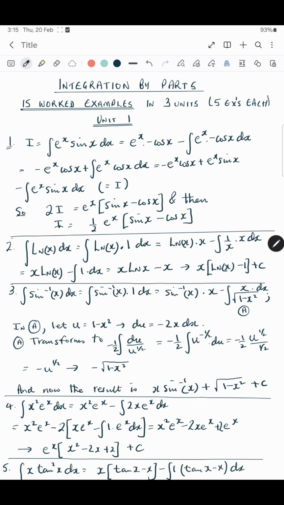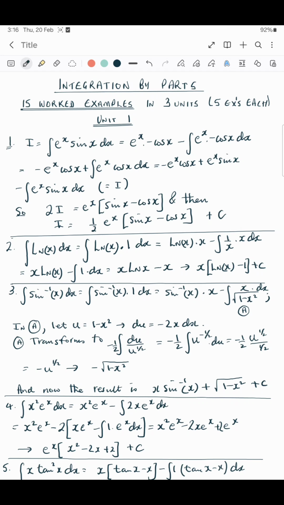Now, you should notice that this last integral is the very integral that we are trying to find. And so what we'll have then is twice the integral we want equals e to the x times sine x minus cos x, and so I will equal 1/2 e to the x times sine x minus cos x, plus the obligatory constant at the end. So that deals with the first question.